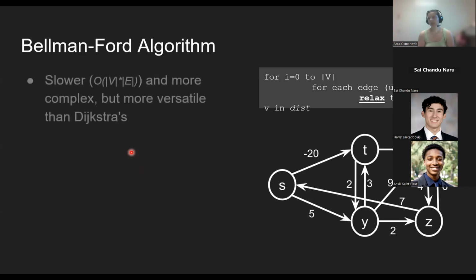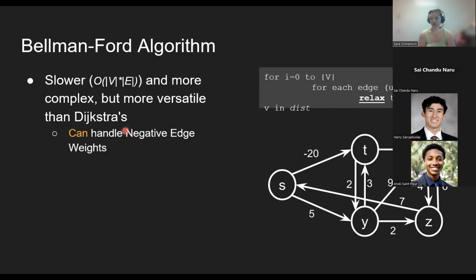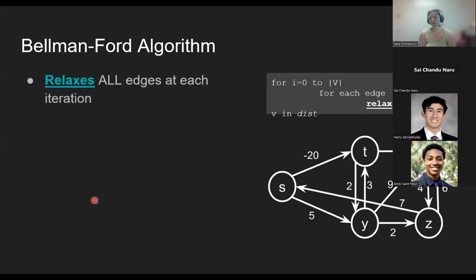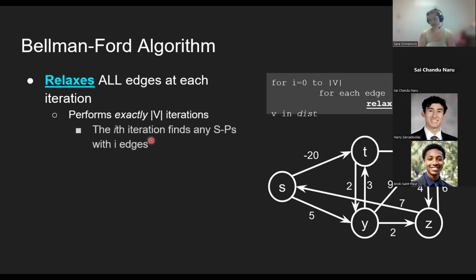Bellman-Ford. Bellman-Ford is a little slower and more complex to build, but it's a lot more versatile than Dijkstra's because it can actually handle negative edge weights. And not only can it handle negative edge weights, it can also detect whether you have a negative weight cycle in your graph. So it uses a distance map like Dijkstra's, and as I mentioned before, it relaxes all the edges at each iteration. So it performs exactly V iterations.